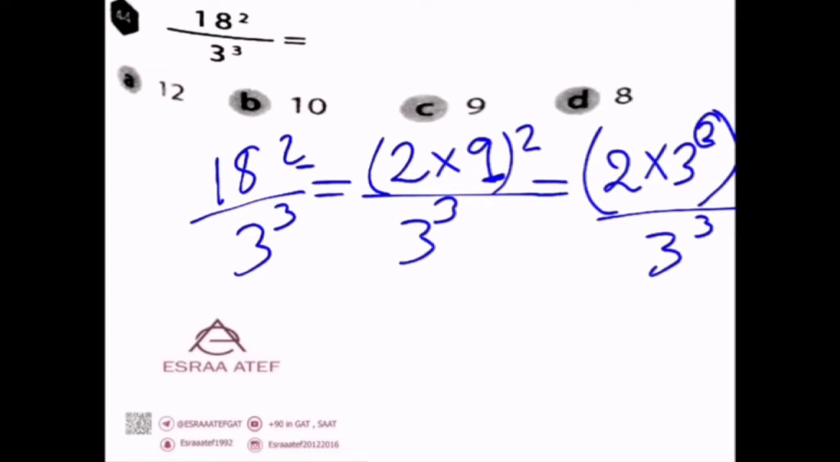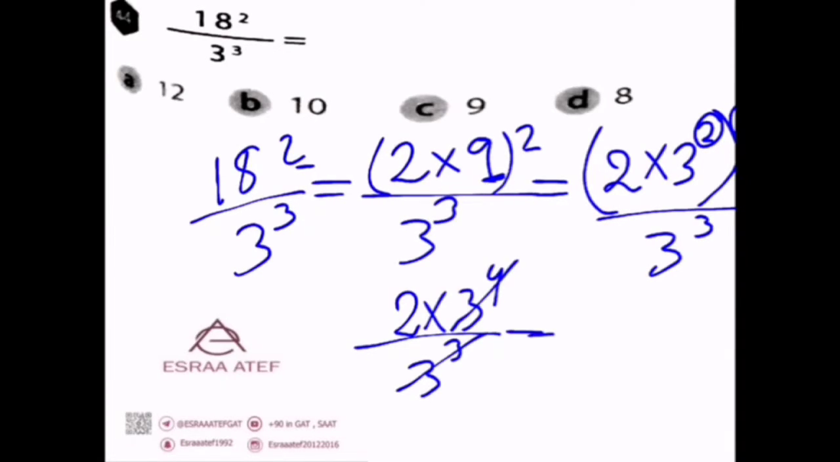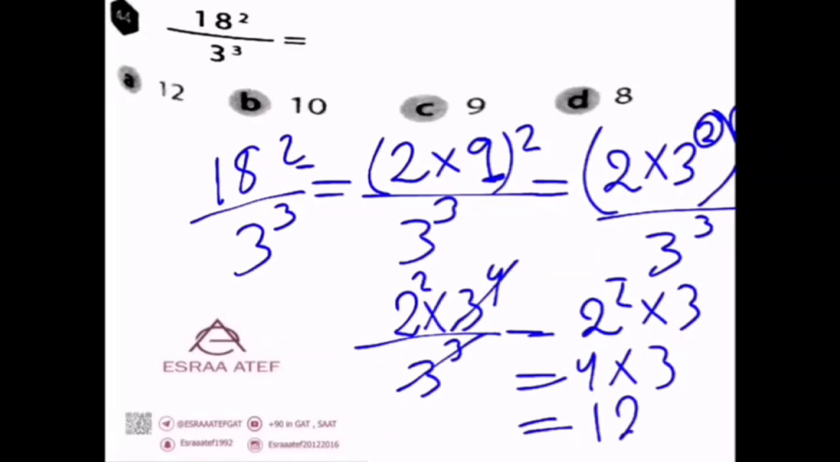So 2 power by 2, times 3 power by 4, and at the bottom we have 3 power by 3. If we cancel 3 power by 3 with 3 power by 3, the remaining will be 2 squared times 3, which means 4 times 3, which equals 12. So the answer will be 12.